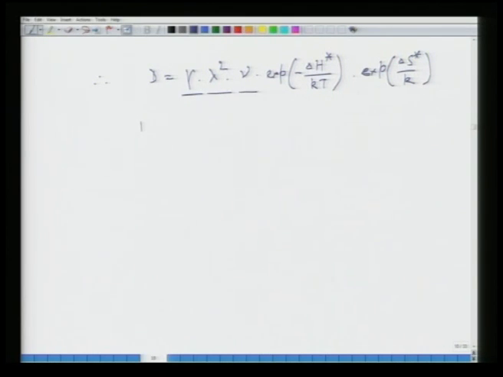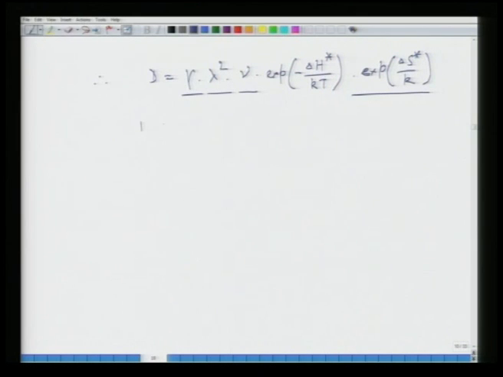We are going to do it further now. If you make the proper substitutions, I can write D is equal to gamma lambda square multiplied by nu multiplied by exponential of minus delta H star divided by kT, into exponential of delta S star divided by k. Okay. And if you now rearrange these, this is a constant, this is a constant, this is a constant, and this is a constant.